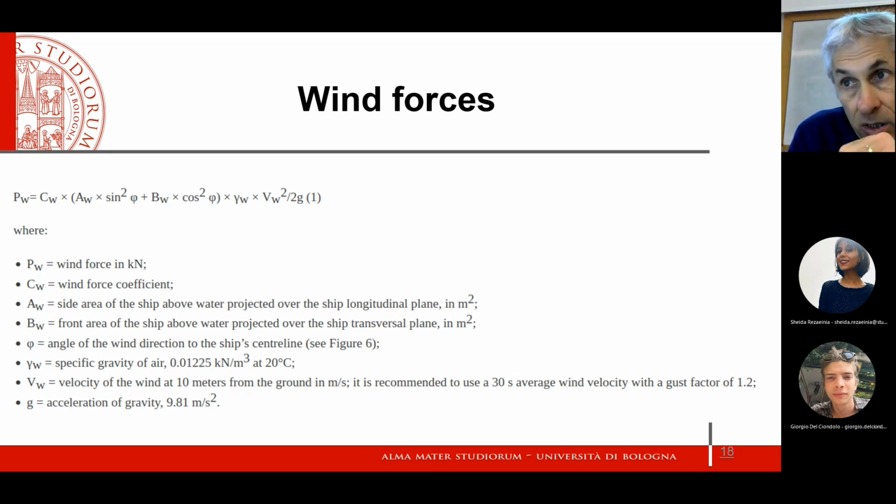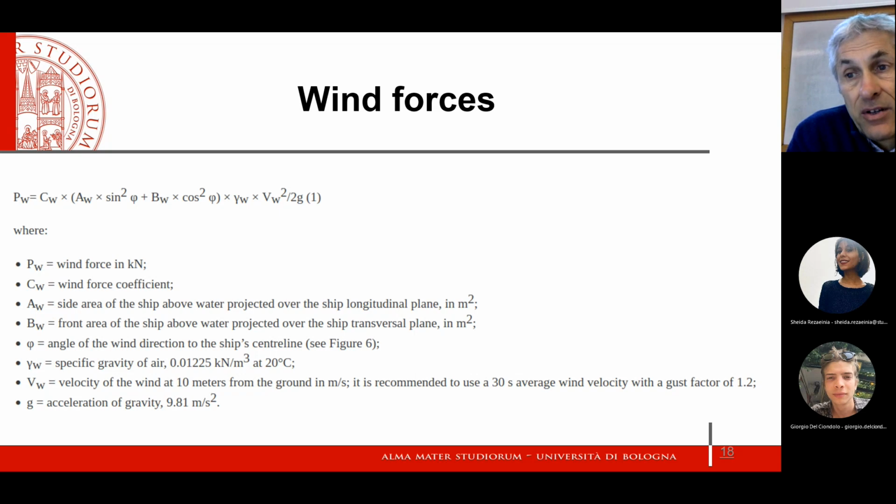So first, CW is a wind force coefficient, and now we have the question of how to estimate it. But this is an empirical coefficient in order to correct for uncertainty or whatever. Now, AW is the side area of the ship above water, projected over the ship longitudinal plane, in square meters. So again, side area of the ship.